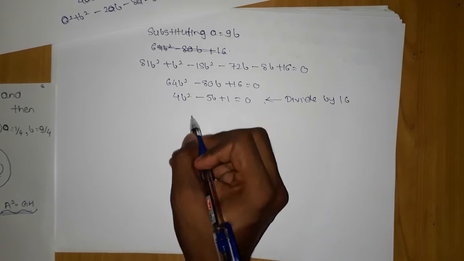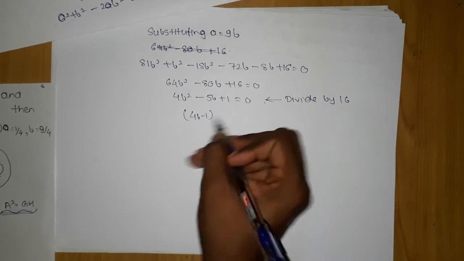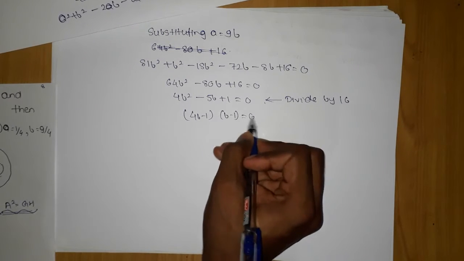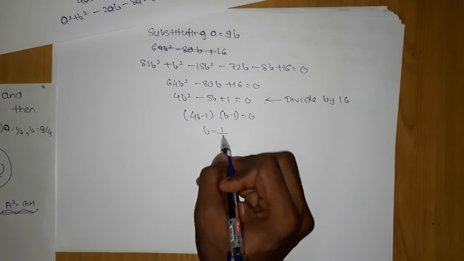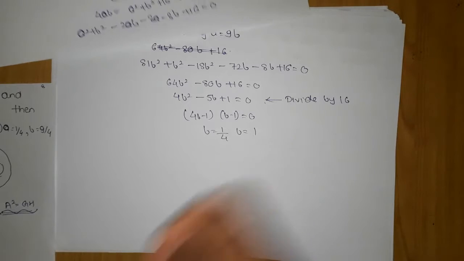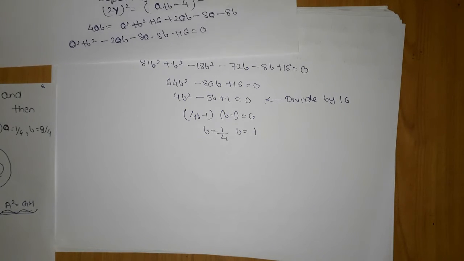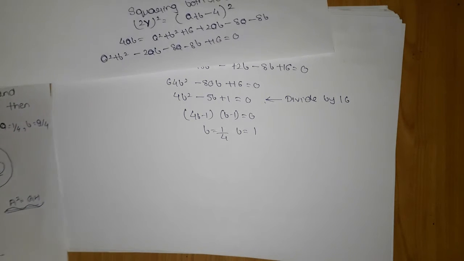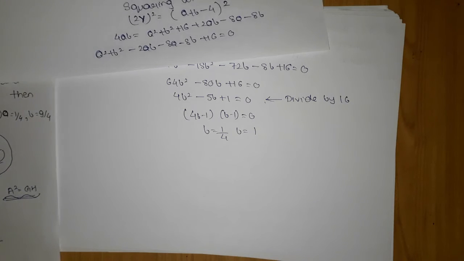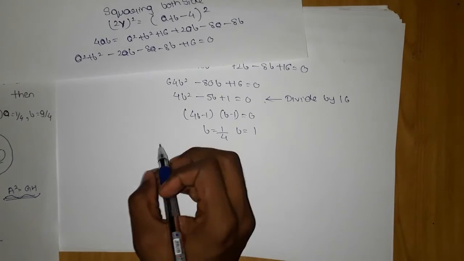So we are getting 4b minus 1 and b minus 1 as our answer. So b is equal to 1 by 4 and b is equal to 1. Okay, so the two options which we are getting here are b is equal to 1 by 4 and b is equal to 1. For it, there will be respectively two a's also.